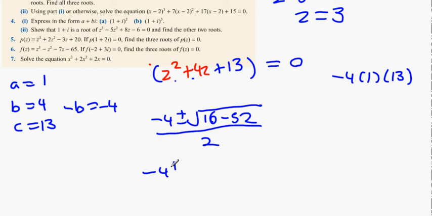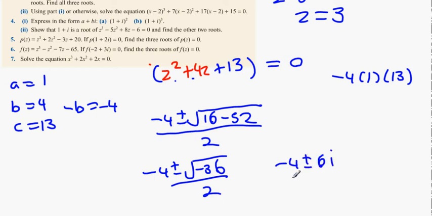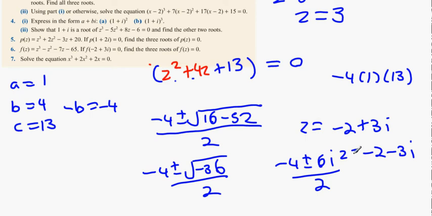That's going to be minus 4 plus or minus the square root of minus 36 over 2, which we all know is 6i at this stage, all over 2. And then we're going to get minus 2 plus 3i and minus 2 minus 3i, and there's your two conjugate roots there. There's your two roots. Z equals this one and Z equals that one there.